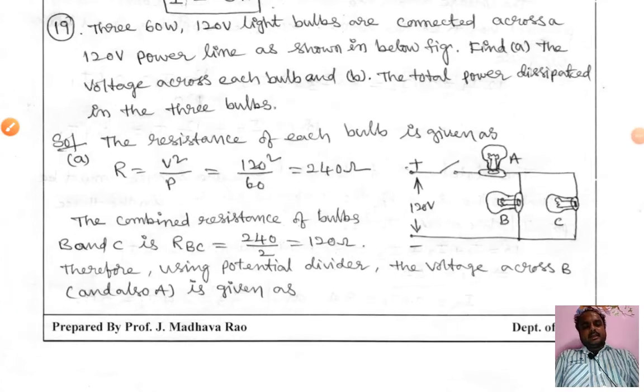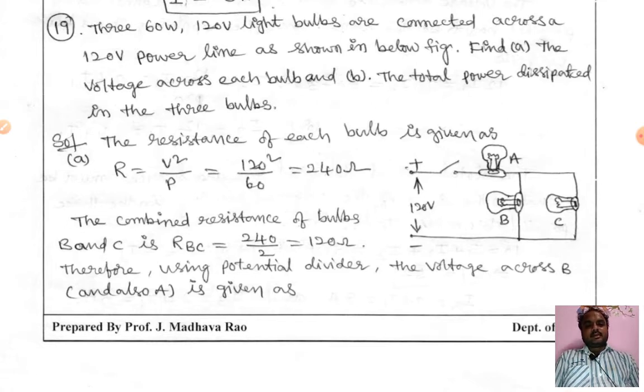Hi, here we'll discuss some more problems based on DC circuits. So this is one of the important problems in your first module. Three 60 watt, 120 volt light bulbs are connected across a 120 volt power line as shown in the figure. Find the voltage across each bulb and the total power dissipated in the three bulbs. This is very important, as it is related to our home applications.